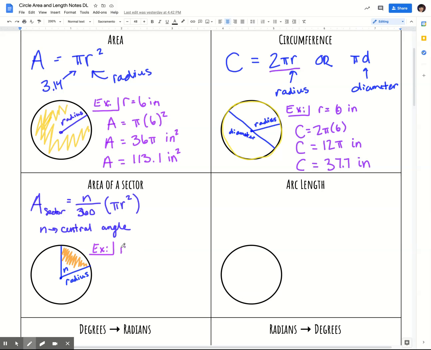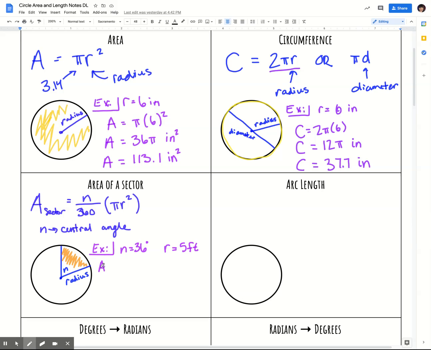Okay, I'm going to tell you that the central angle of my sector here is 36 degrees, and that the radius is 5 feet. In most problems, they're going to give you all the information that you need, and you just have to plug it into the formula and simplify it. So let's do exactly that.